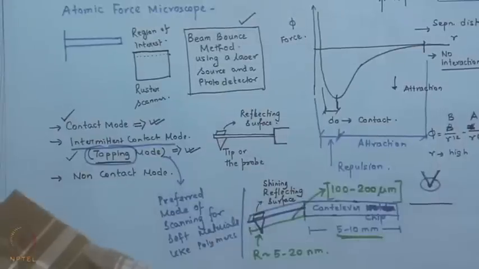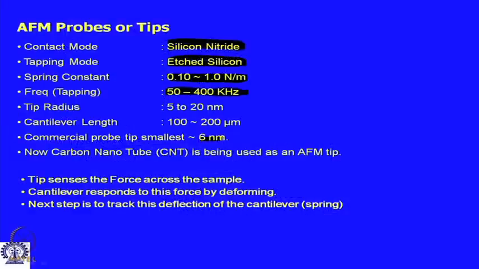Commercial probe tip down to 6 nanometer diameter is possible. If you want to scan some very deep structures, one can in principle have high aspect ratio probes.